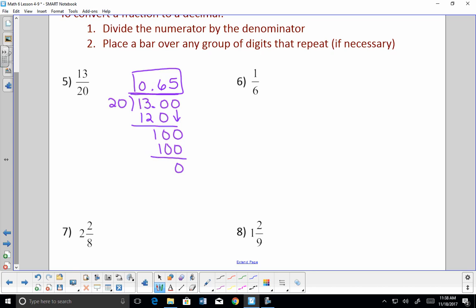1/6, again, same process. You divide the bottom number into the top number. Notice I'm going to need to add some zeros.